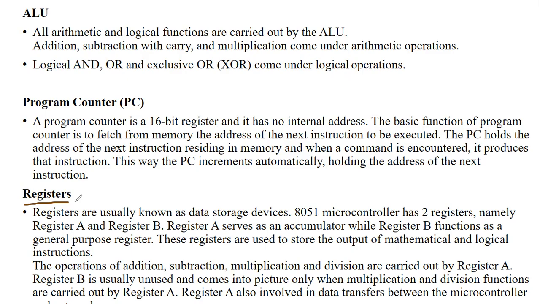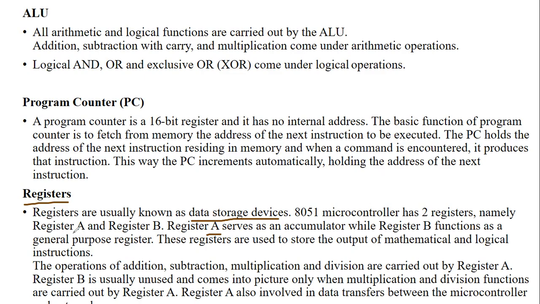But their capacity, their organization, and their nomenclature may be different. They all have registers and their functions are the same. So registers are usually known as data storage devices. They store the data. And the 8051 has two registers, register A and register B. Register A is the accumulator; A means accumulator. And register B functions as a general purpose register.